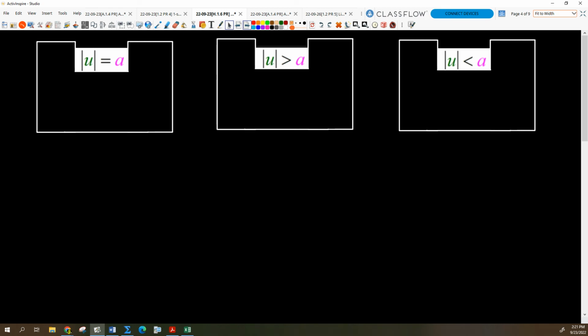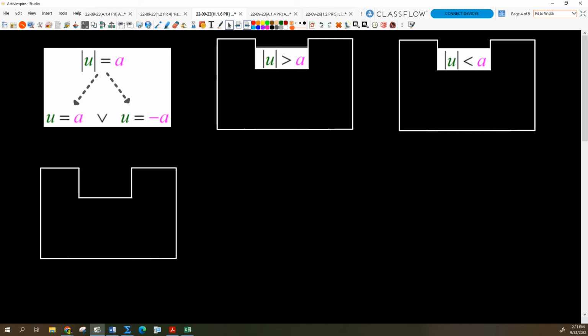What does that split into? What's the pattern? Well, we know this one, right? This is just kind of a warm-up. That one just splits into either U equals A or U equals negative A, right? Okay. Try the middle one. What's that split into? The absolute value of some expression, call it U, is greater than A. And again, U just represents everything inside. So what's that going to be, Mason?